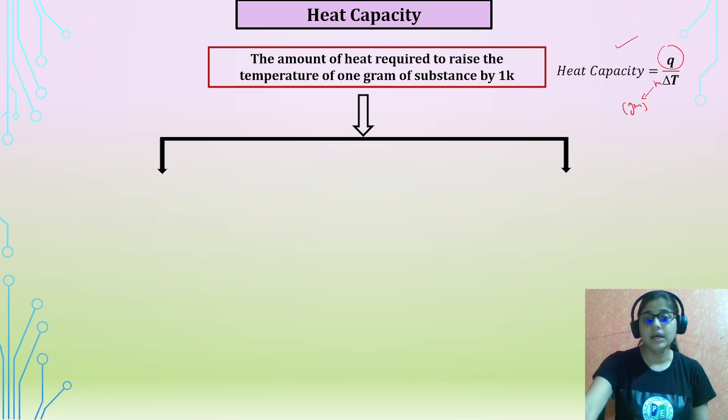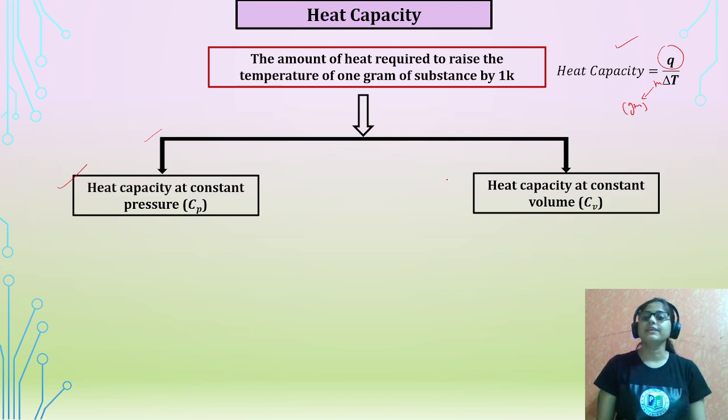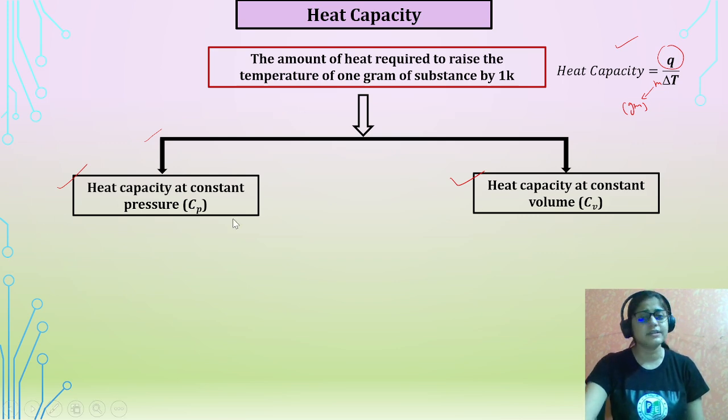Now coming to why two arrows are there. Two arrows are there because there are two types of heat capacity. Actually, heat capacity can be expressed in two ways. One is heat capacity at constant pressure, and another one is heat capacity at constant volume. They are represented as Cp and Cv. Fine. So we have to know what Cp is.